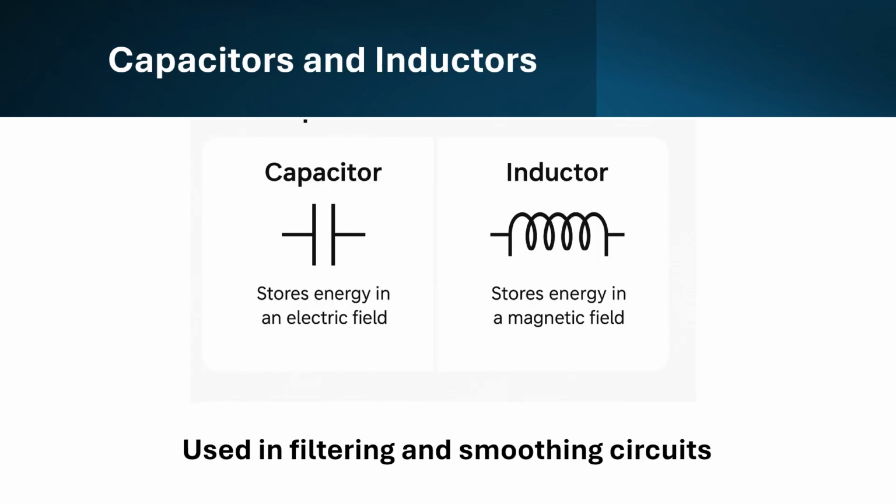Capacitors and inductors. There are lots of equations around these, but for now we'll just introduce the topic. A capacitor stores energy in an electric field, whereas an inductor stores energy in a magnetic field. Both are used in filtering and smoothing circuits.